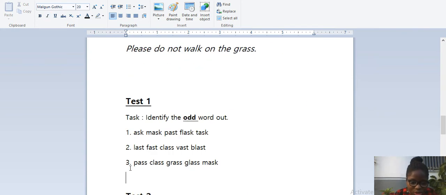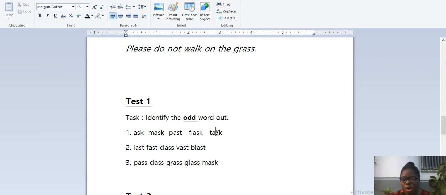This is going to be a really quick one. Our first test is identify the odd word out. I have 3 questions over here: number 1, number 2, number 3. Question 1: ask, mask, past, flask, and task. All you have to do is identify the odd word out. When something is odd, it is different. Another meaning for odd is different.